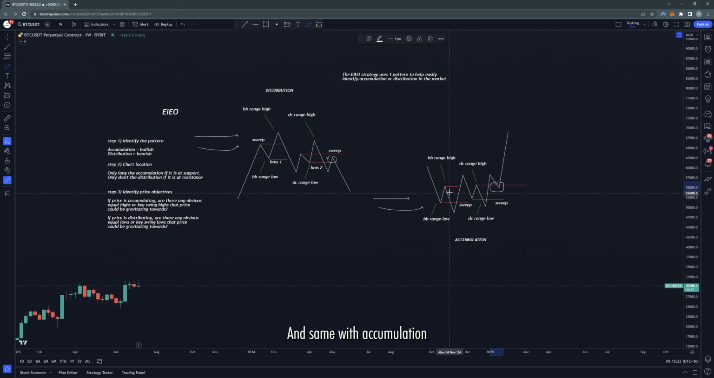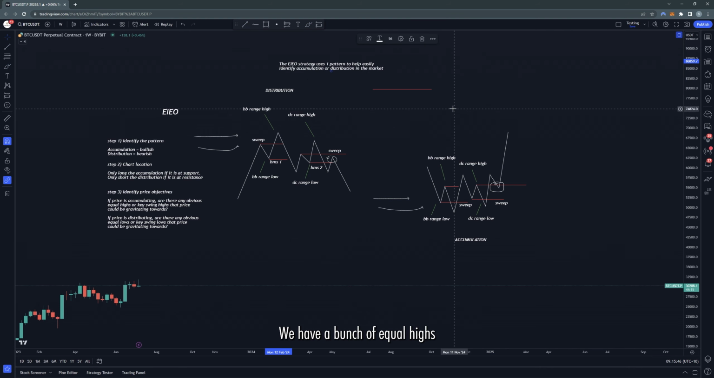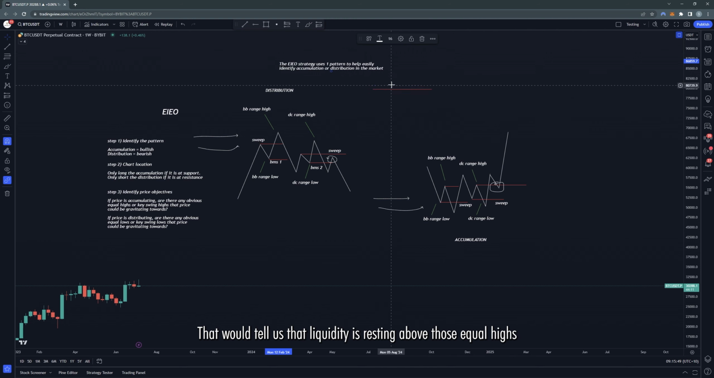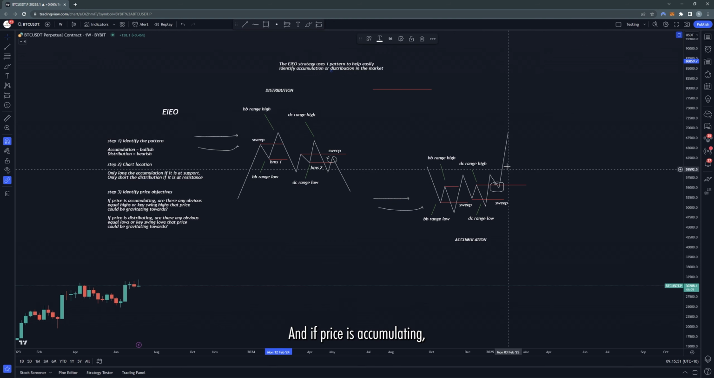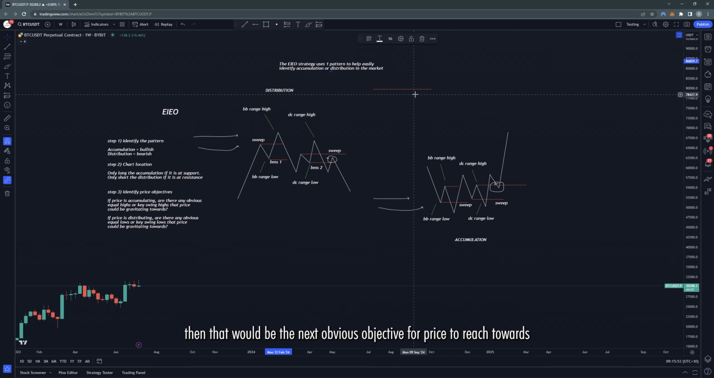And same with accumulation. If we're leading into support and we start to see distribution, that's not the time to be trading the pattern. If we're going into support and we see accumulation, something like this, then that's the time to be taking the pattern. Okay, the next step is to look for objectives. Let's say we're leading into support here, we see the accumulation, and then just above the accumulation, let's say right here, we have a bunch of equal highs. That would tell us that liquidity is resting above those equal highs, and if price is accumulating, then that would be the next obvious objective for price to reach towards.